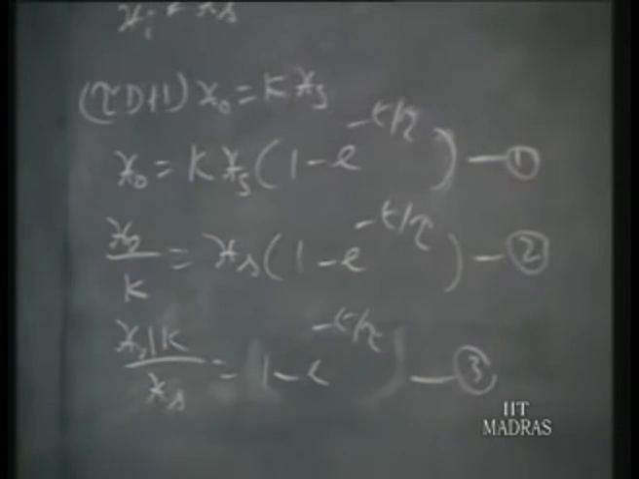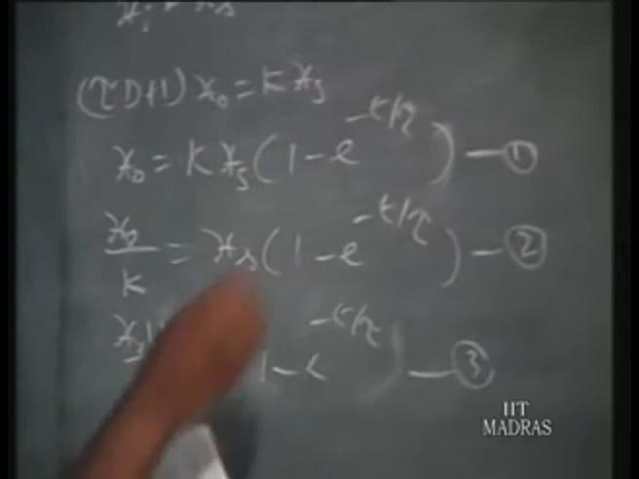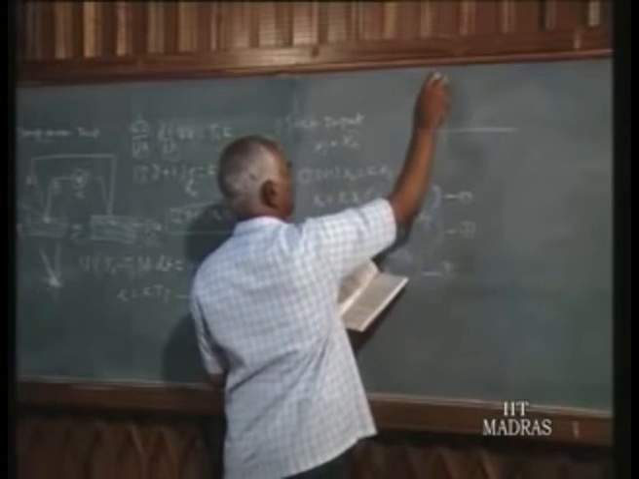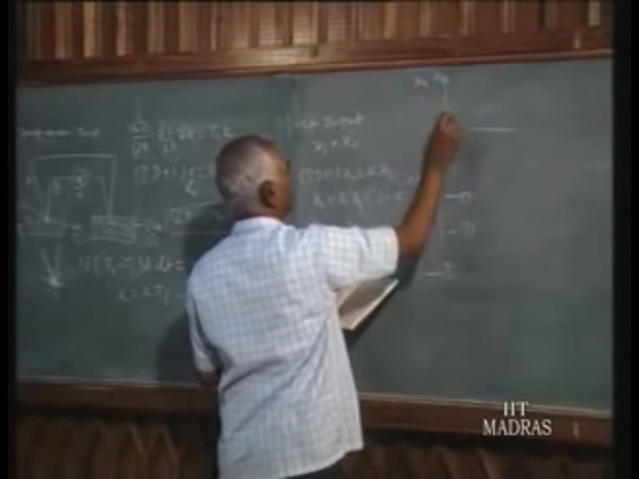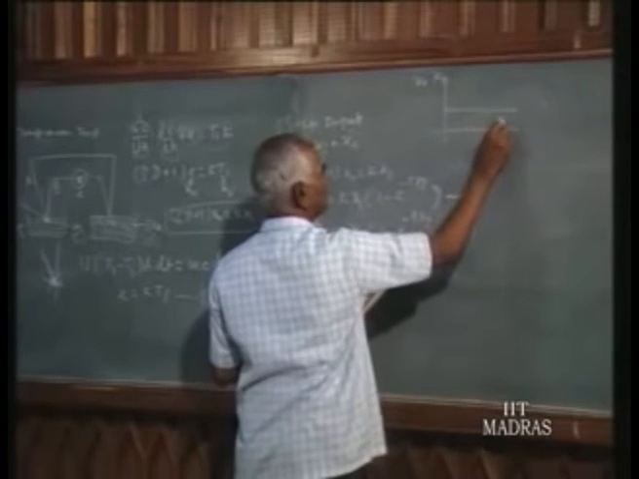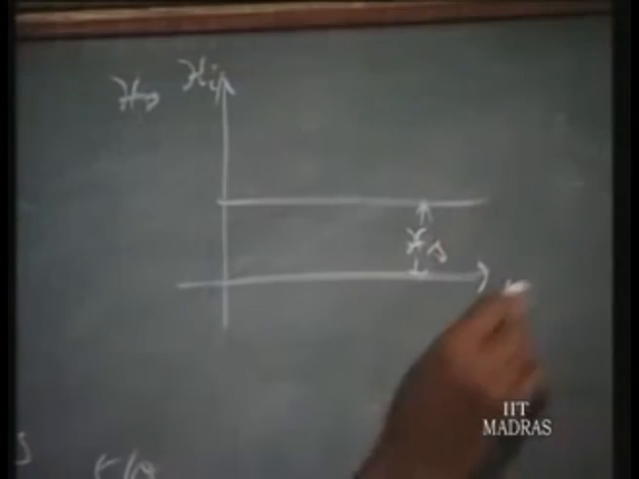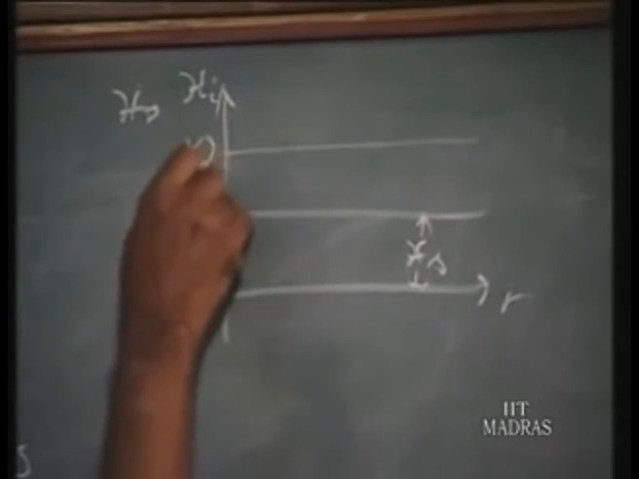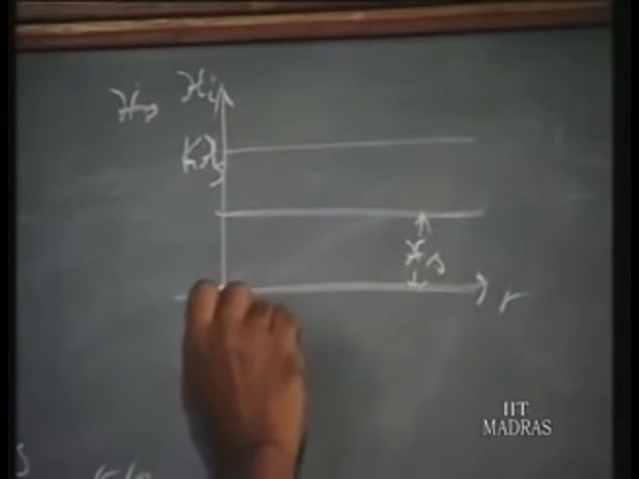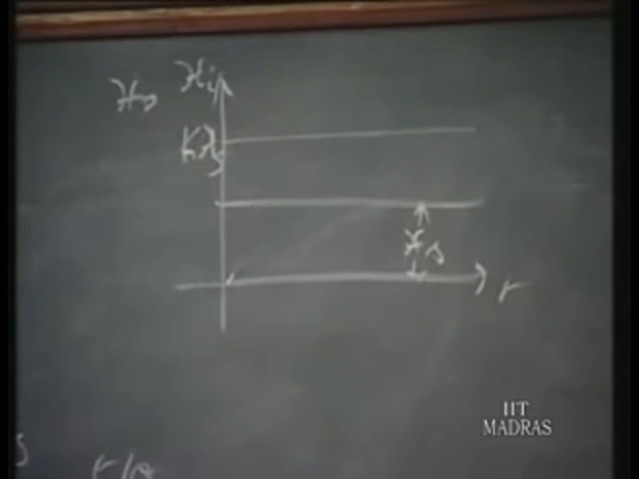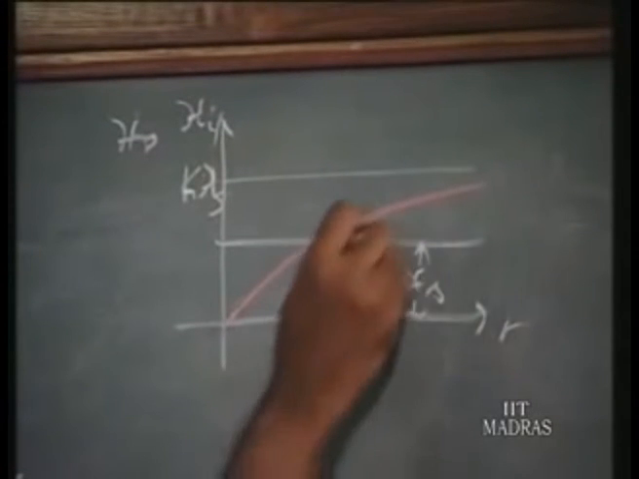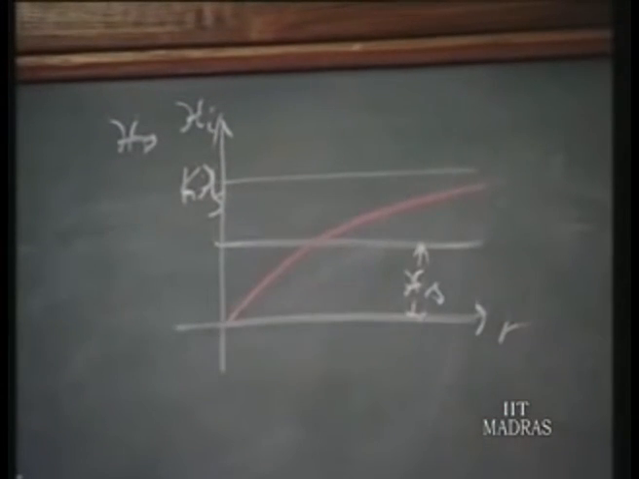If you want to plot the first equation, you will have a plot like this, where Xi and XO are plotted. This is our Xs, constant with time. The output signal will vary around K times Xs, following an exponential variation. At time t equal to infinity, it will be K times Xs. This is the graph for equation 1.